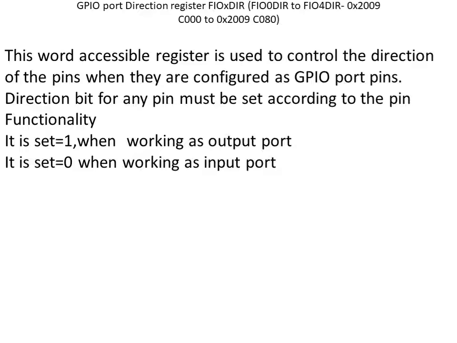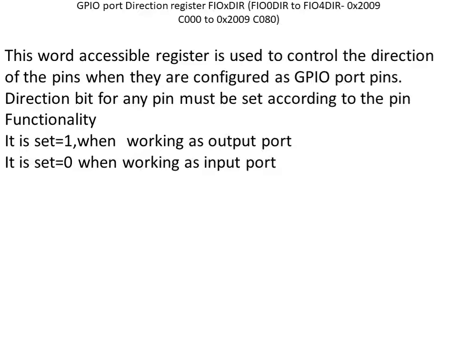This is the general purpose input output port direction control register, that is FIODIR. How are we using it? We are making it an output port, so those values we are going to set as 1. Port 0 bit 4 to port 0 bit 11 are made equal to 1.